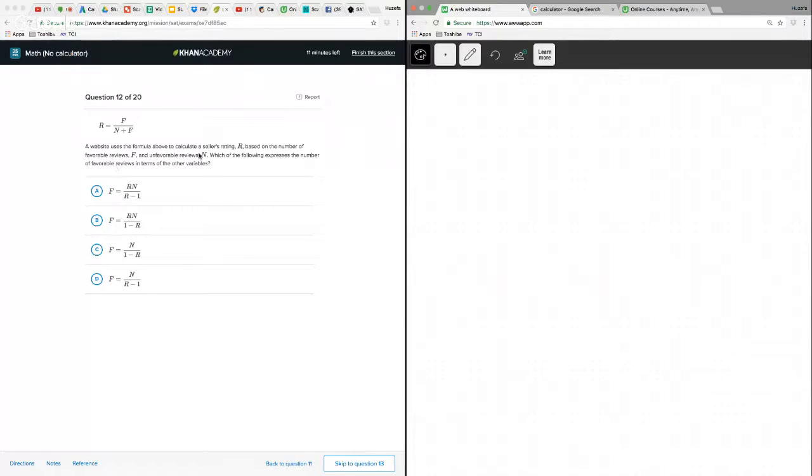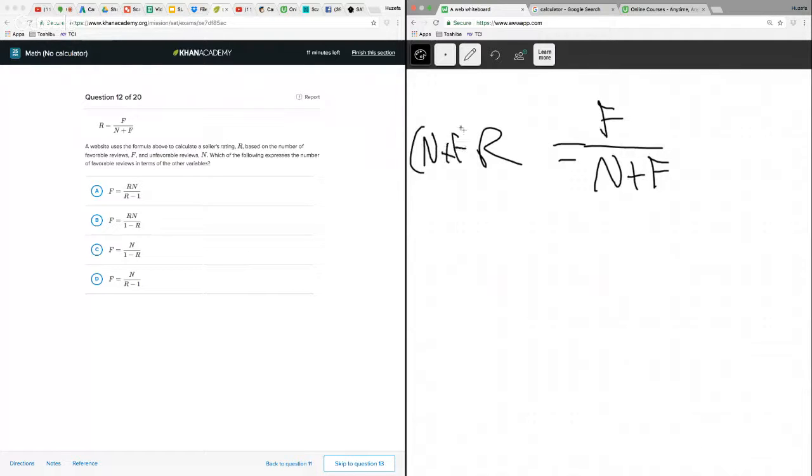A website uses the formula above to calculate a seller's rate R based on the number of favorable reviews, F, and unfavorable reviews, N. Which of the following expresses the number of favorable reviews? We just have to isolate F. That's it. So let me do this quickly here. F over N plus F equals R. I'm going to multiply both sides by N plus F.